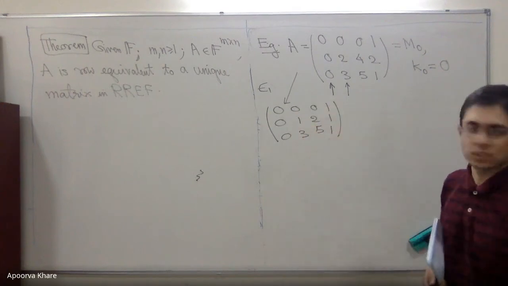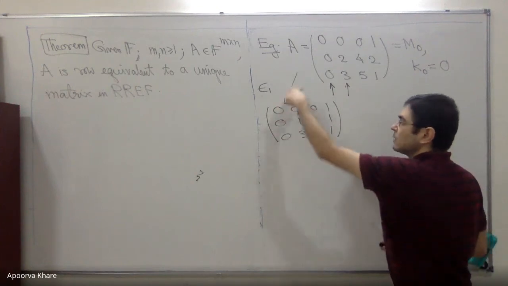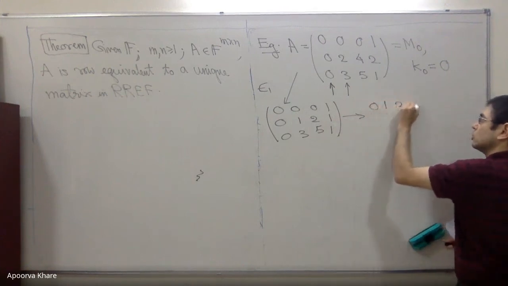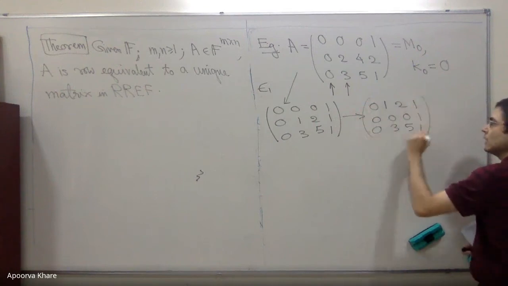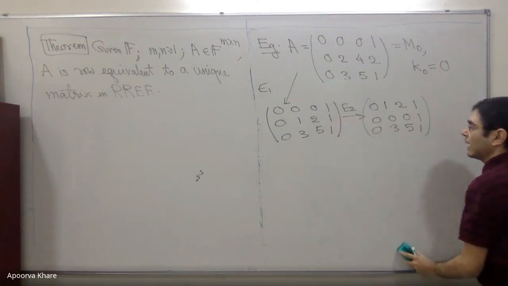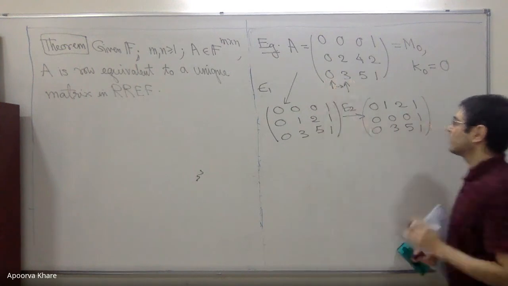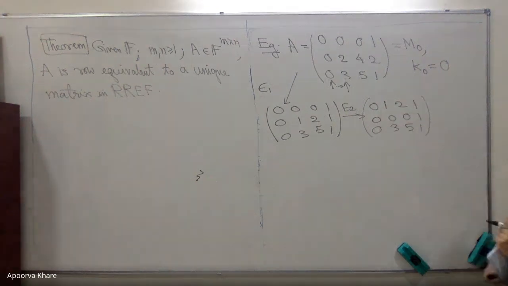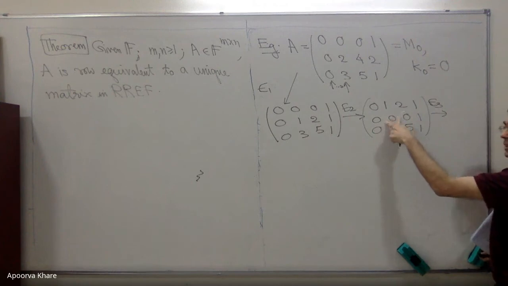Okay, I'm going to apply the first row operation. Next I apply the second row operation. This row must be moved to the top as high as I can. So I'll go 0, 1, 2, 1, 0, 0, 0, 1, 0, 3, 5, 1. Okay, this is E2. And then finally, I will make all the entries below in the same column, below this leading 1, 0. So now I apply E3. If it was a non-zero entry here, I would have made this 0 as well.